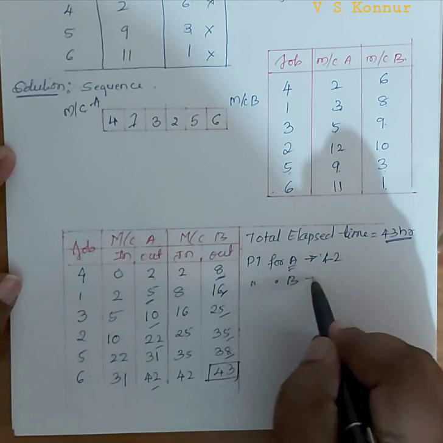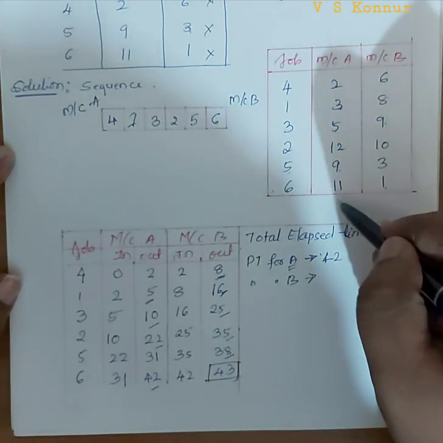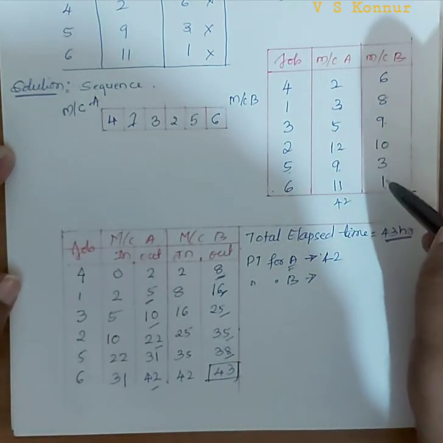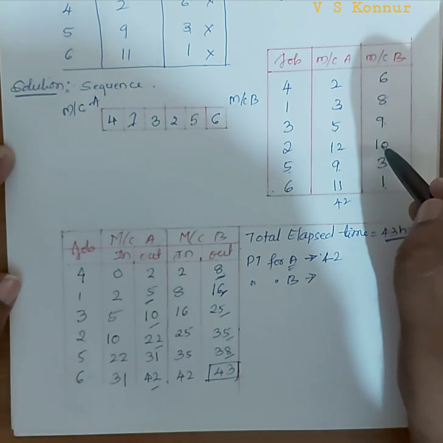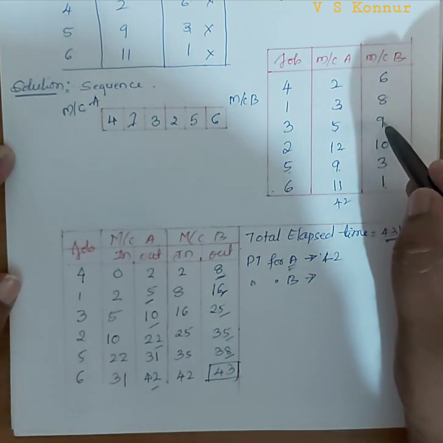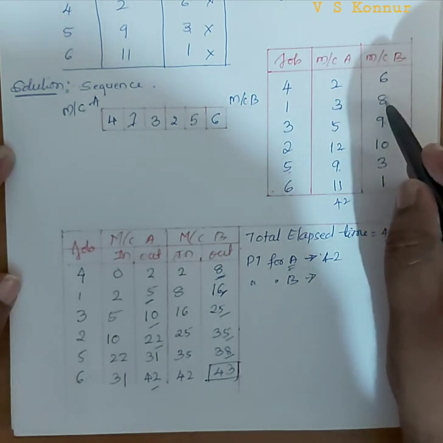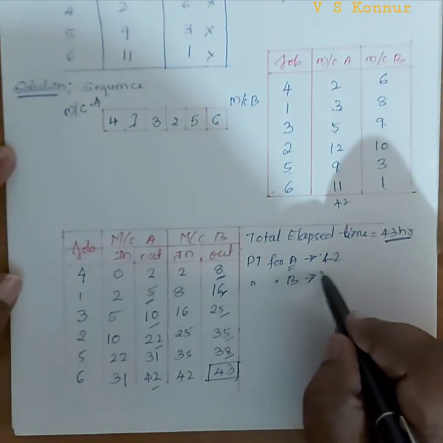Processing time for B, adding all these values. This is equal to 42. No. 3 plus 1, 4, 14. 14 plus 9, 23. 23 plus 8, 31. Plus 6, 37.